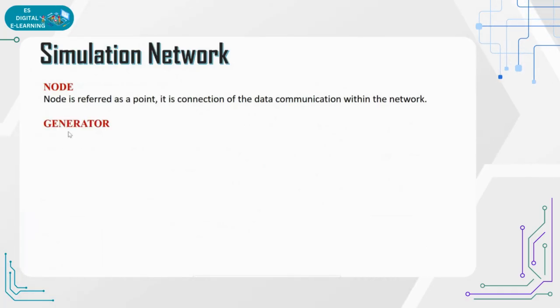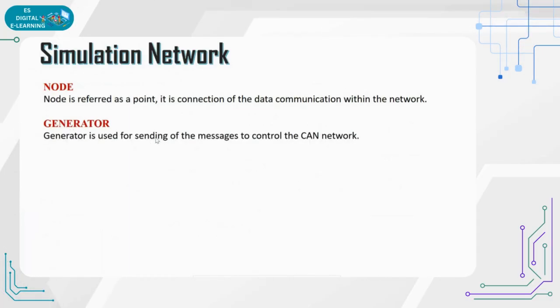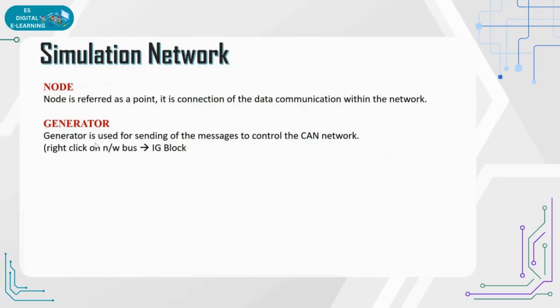And next, as discussed about a generator, we have the keyword called generator. The generator is used for sending messages to control the CAN network. So remember, this is sending of the messages to control the network. Here we only send messages with the generator.